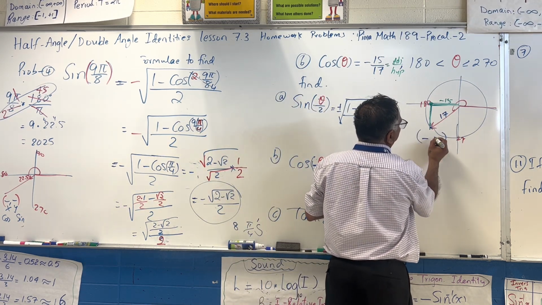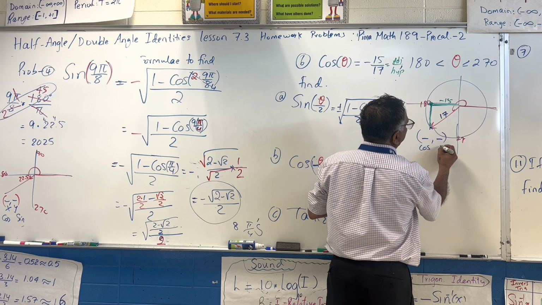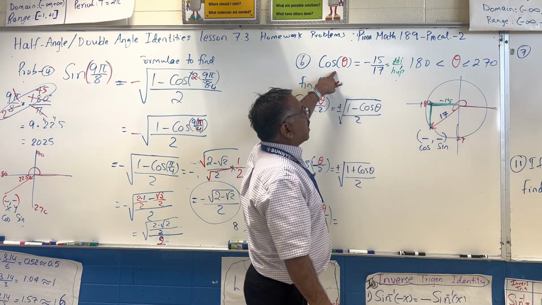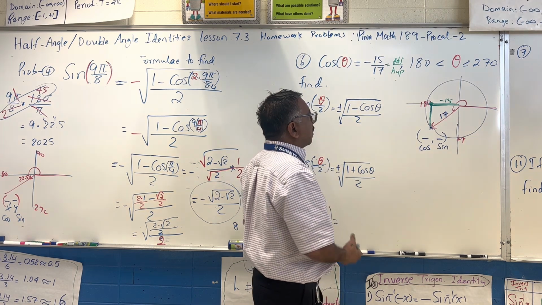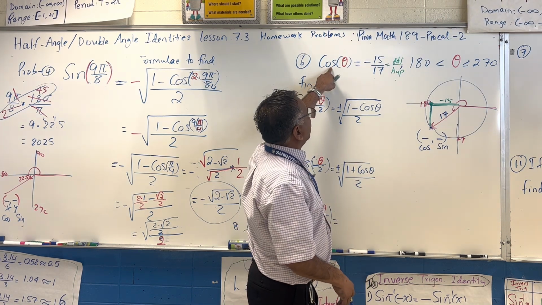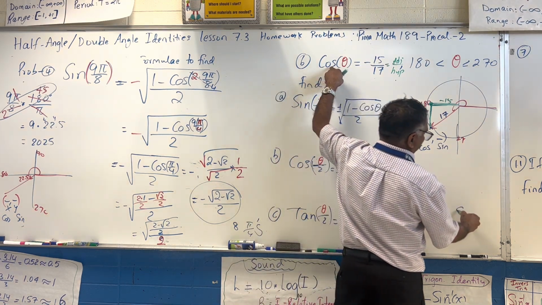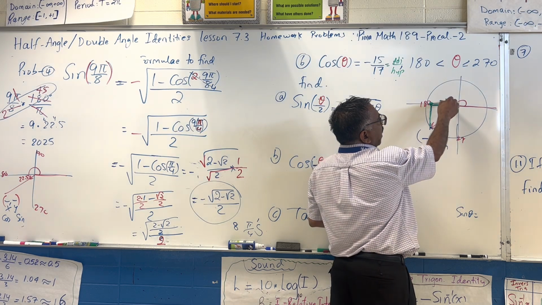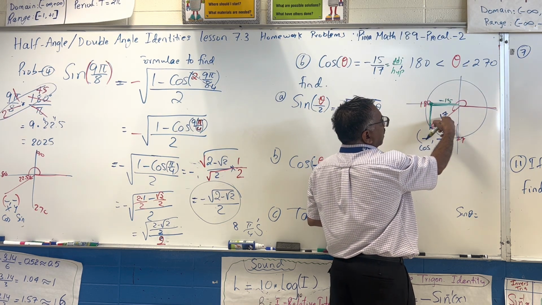In the third quadrant, both are negative. Cosine is negative and sine is negative, and that's why you are given cosine negative. In this example, you don't need it, but suppose the question was asked, what is sine theta? Then you need to work out that this is minus 15, this is minus 15, and that's 17.